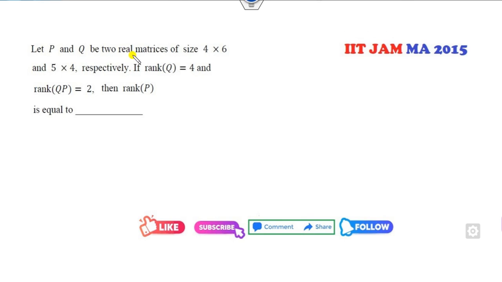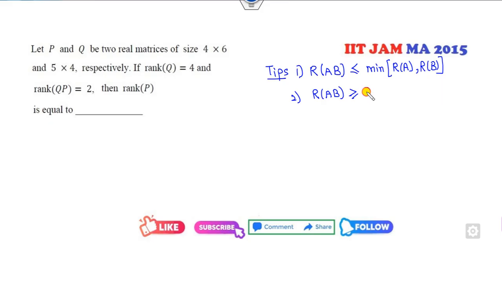Okay, P and Q are two matrices of size 4 cross 6, and we need the rank of this. Always remember, the rank of AB should be less than or equal to the minimum of rank of A and rank of B. This is the first property. The second property is rank of AB should be greater than or equal to rank of A plus rank of B minus n. Now what is that n? N is the column count of this first matrix.